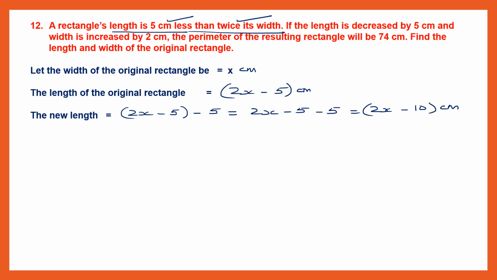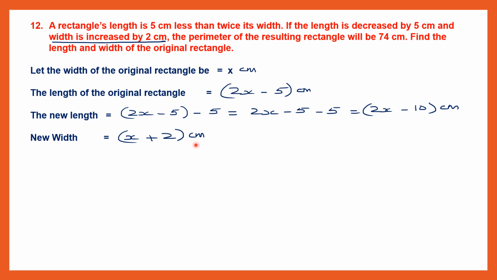Then we are also told that the width is increased by 2 centimeters. The original width is x centimeters, and we're going to increase it by 2 centimeters. So we get the new width, which is the original one plus 2, x plus 2 centimeters. Now we have the new length 2x minus 10 centimeters and the new width x plus 2 centimeters.